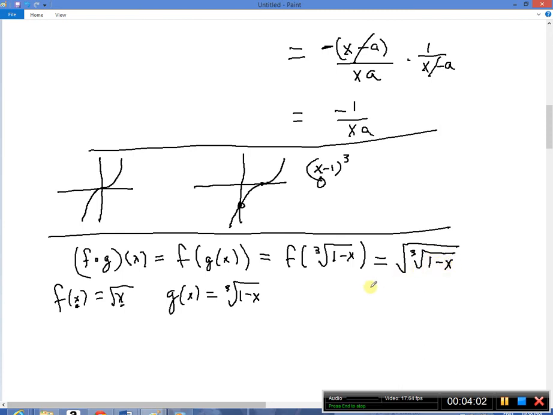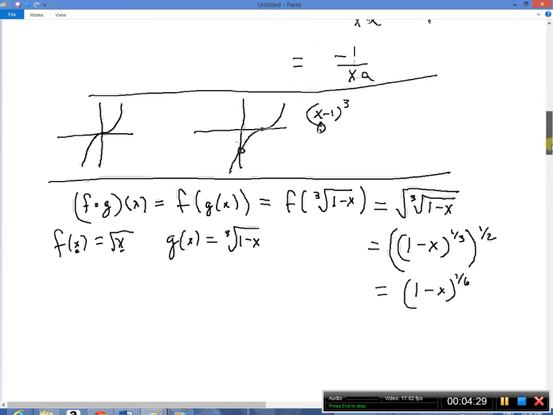And I would put this in exponential form. So this would be (1 minus x) to the 1/3, and all of that is to the 1/2. Then there's the law of exponents that says when you have a number to a power to another power, you can multiply the exponents. So that's going to give us (1 minus x) to the 1/6 power. And that's the composition of those two functions.